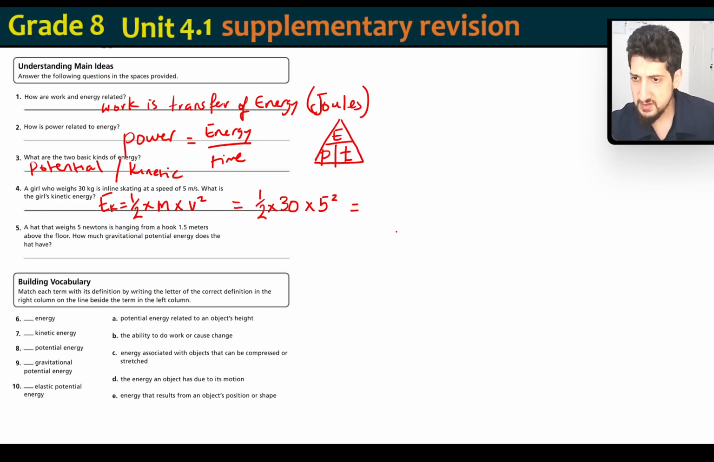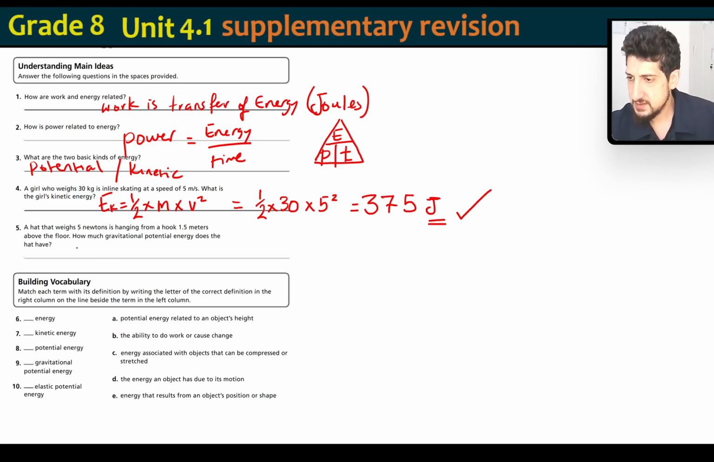Now that's the main thing as well, once you find the answer, you really have to have the units. 375 joules, and the symbol for joules is a capital J. Okay, that's supposed to be a tick.